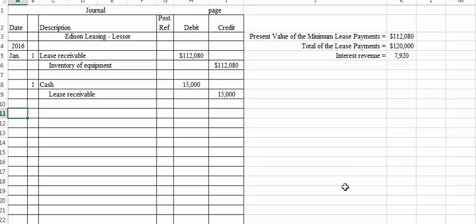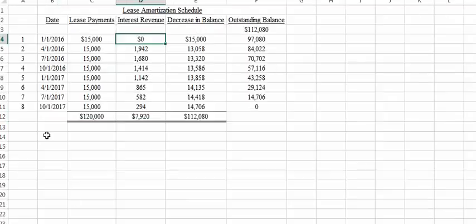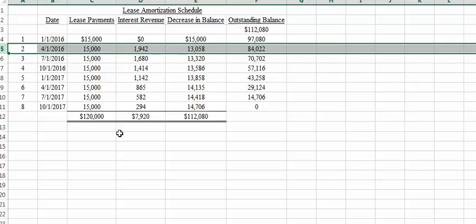So now we'll go to the next transaction. It took place on April 1st. We'll debit cash. What we're really doing is making the entry now for this row. So how much cash did Edison Leasing receive? Well, they received the full payment, $15,000.